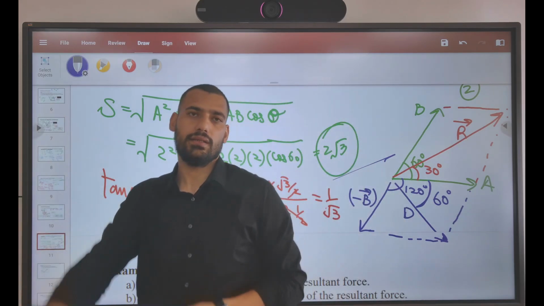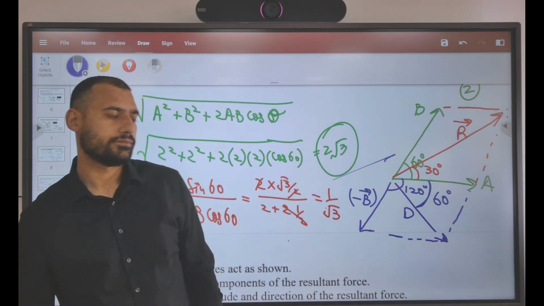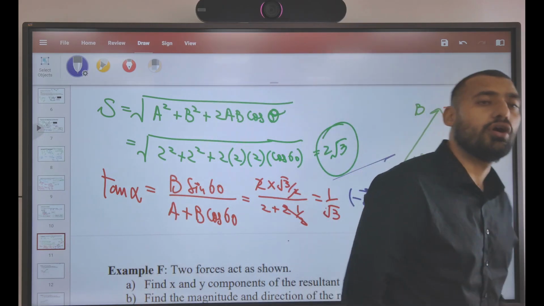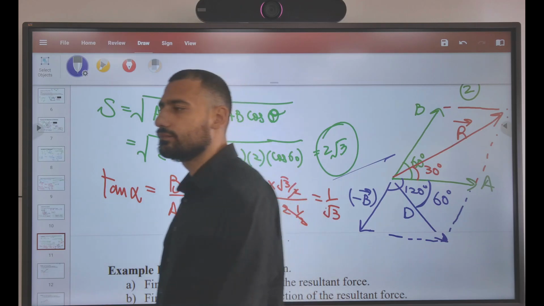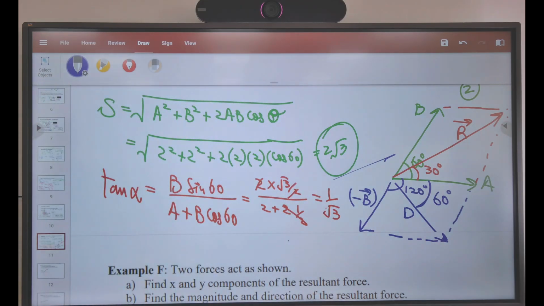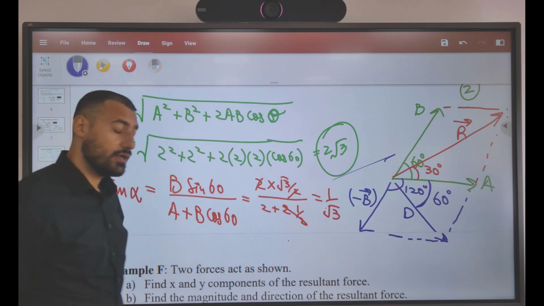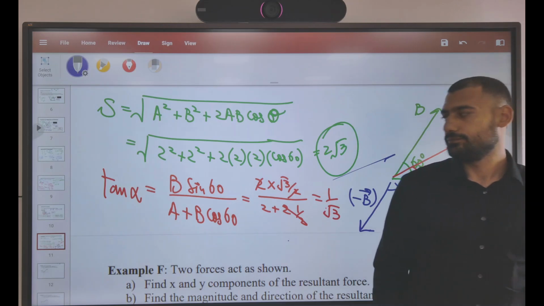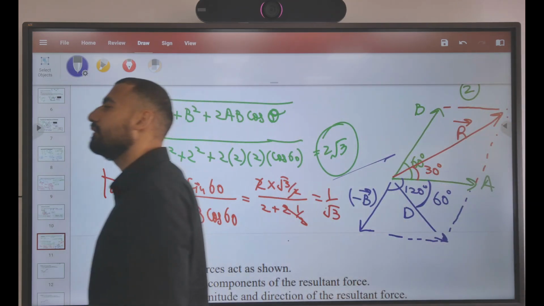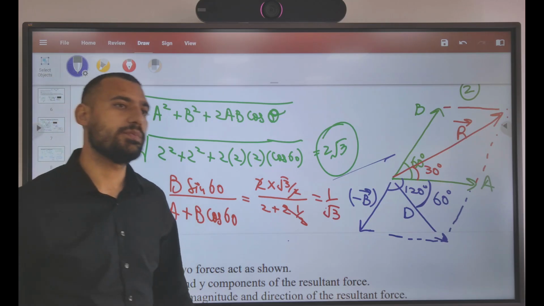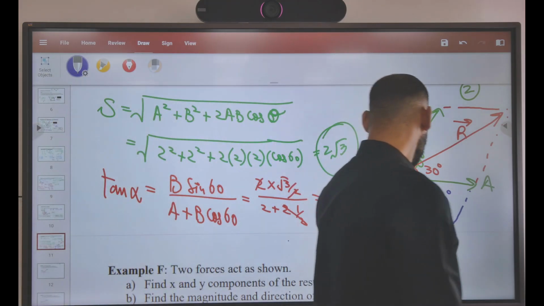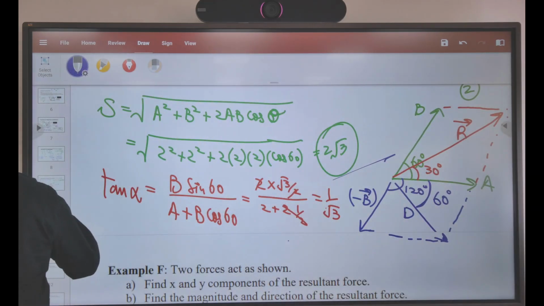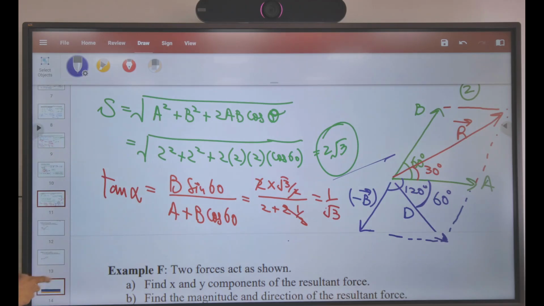A body is going due north with 25 meter per second speed.